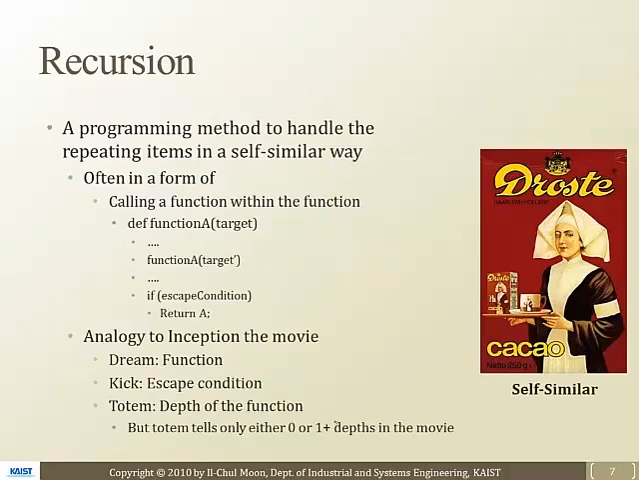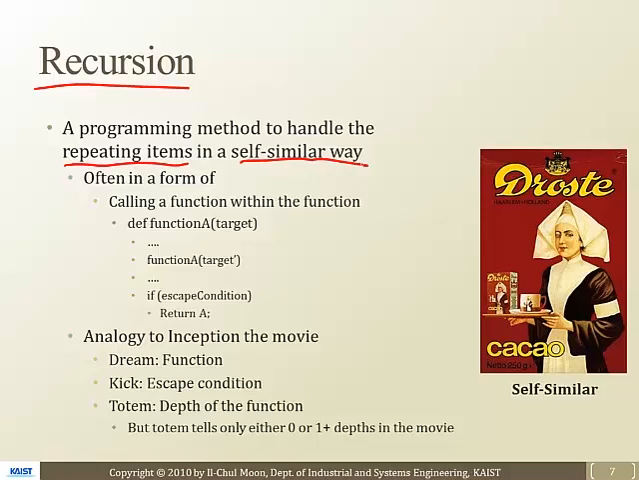So, the concept of recursion in programming is this. A recursive program is a programming method to handle repeating problems in a self-similar way. Self-similar means that it's about itself. To solve a certain function, we have to look at that function, but in a similar way, meaning at a reduced scale. That's the concept of repeating problems with reducing parameter size.